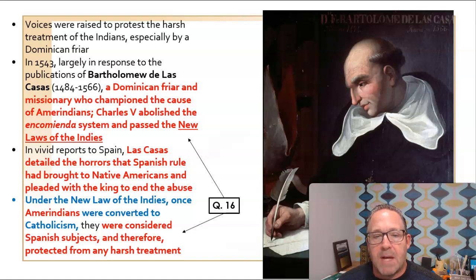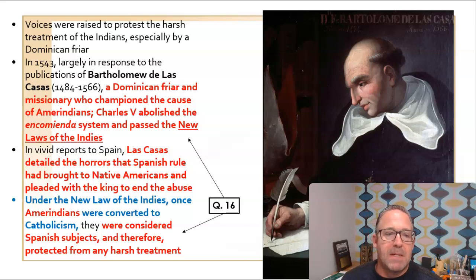The man who is most responsible for speaking out vocally against the mistreatment of the encomienda system was Bartholomew de las Casas, a Dominican, a Catholic clergy member, and he witnessed firsthand some of the terrible abuses. He wrote extensively about it, and he protested to Charles V and wrote multiple letters to him in an attempt to get the encomienda system abolished, and he was successful with the passage of the New Laws of the Indies, which led to greater protections of the crown for the Amerindians once they were baptized.